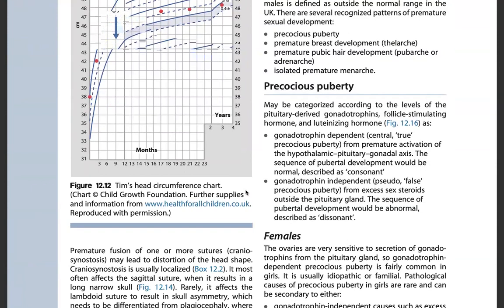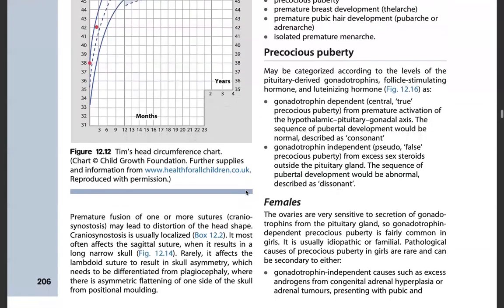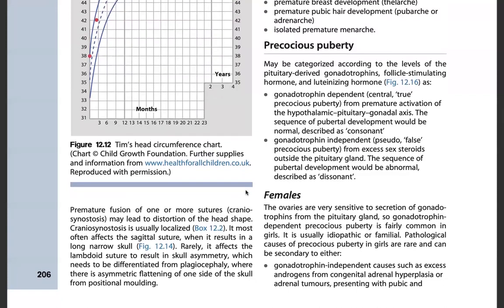described as consonant. Gonadotrophin-independent pseudo or false precocious puberty results from excess sex steroids outside the pituitary gland. The sequence of pubertal development would be abnormal, described as dissonant.